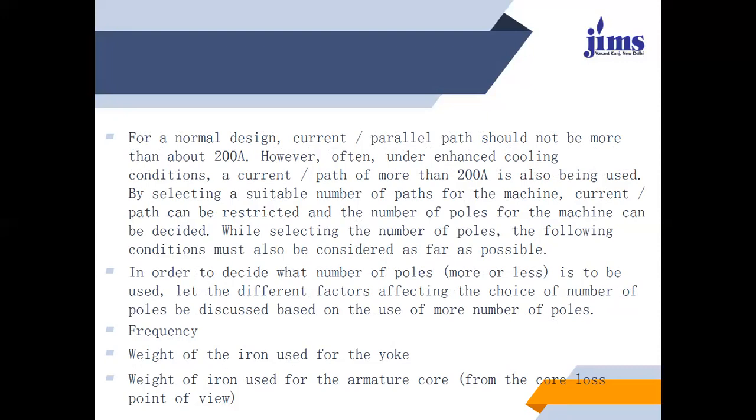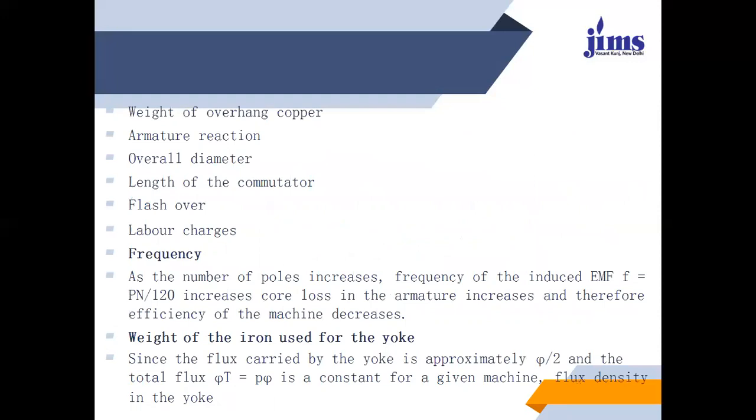Based on the use of more number of poles: frequency, weight of the iron used for the yoke, weight of the iron used for the armature core from the core loss point of view. Next parameters are the weight of overhang copper, armature reaction, overall diameter, length of the commutator, glass over, labor charges. So one by one we will discuss all these parameters. First parameter is the frequency.